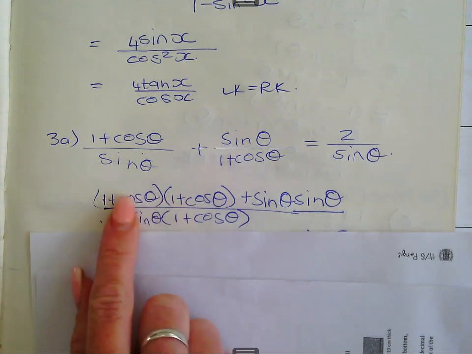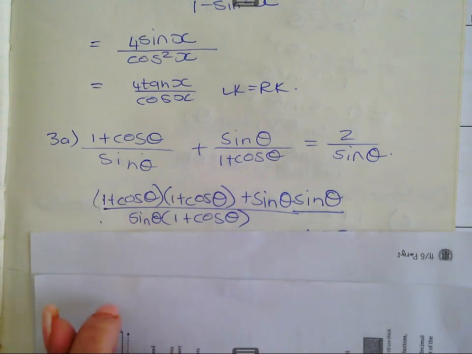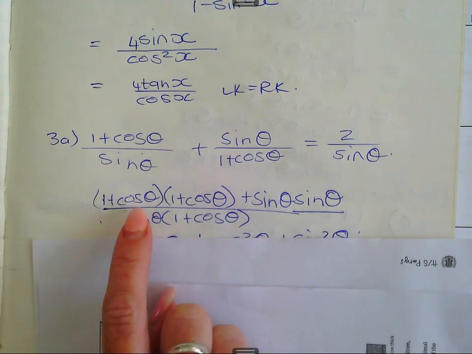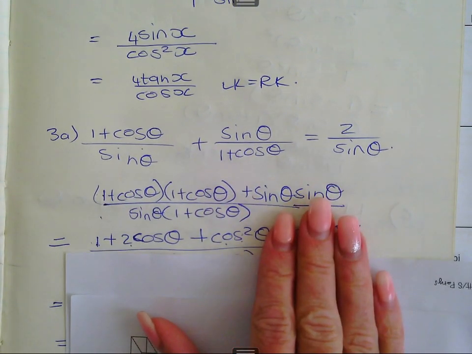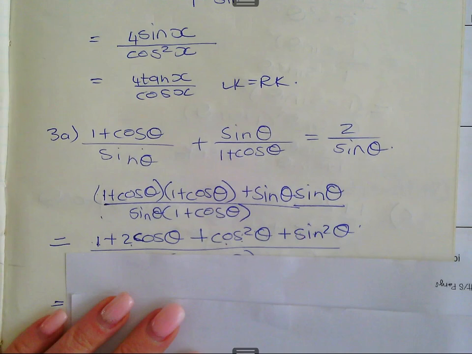Okay, how do I multiply two brackets that are the same? First one times itself, the first one times the second one times 2, and then the last one times itself. And then it looks like this, 1 plus 2 cos plus cos squared. And then sin times sin is just sin squared.